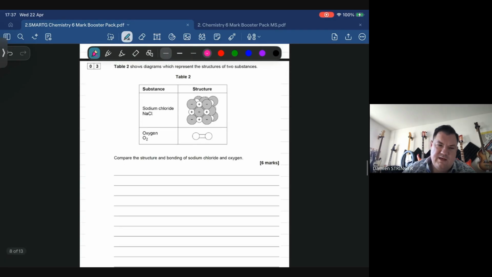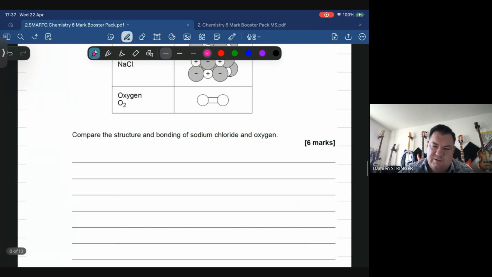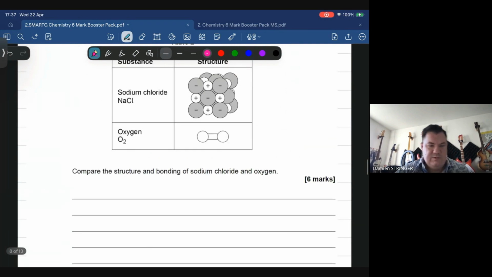I don't think if I do this, I'll have time to do any paper 2 ones, so I won't do it. But I'll just do a kind of a rough what I would do. So compare the structure and bonding. So we'd be looking at the sodium chloride and the oxygen. First thing we see on the sodium chloride is that we've got charged bits on there, positives and negatives. And on the oxygen, we don't. We know that sodium chloride, we've got a metal and a non-metal, so that makes it ionic. Oxygen, it's 2 non-metals, so it's covalent.